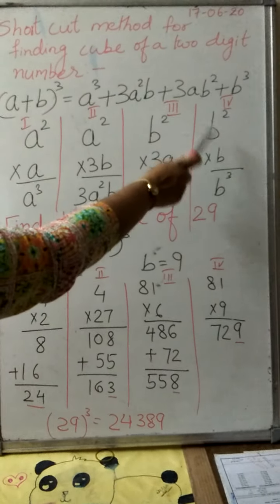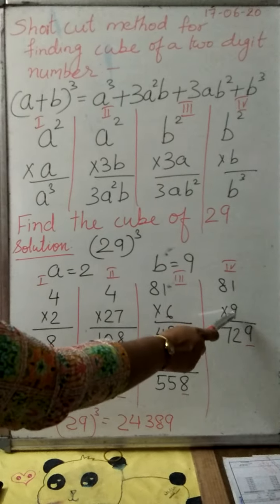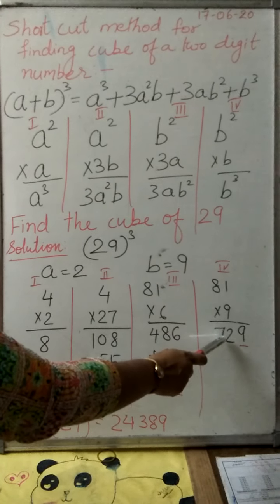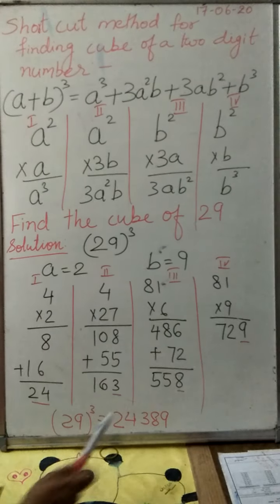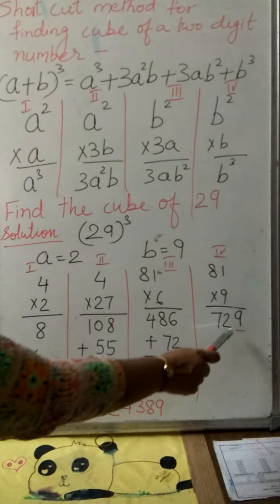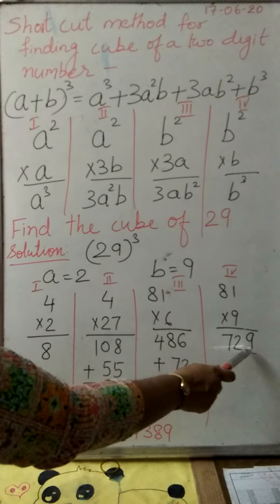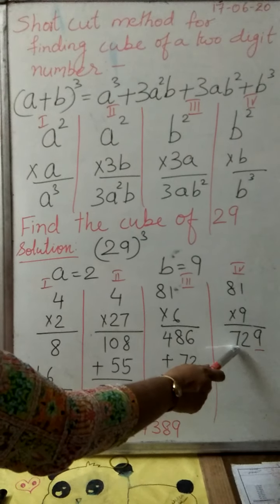After this, come to the last column. Last column also b square into b. b is 9. So 9 9s are 81 into 9. When you will multiply 81 by 9, you will get 729.